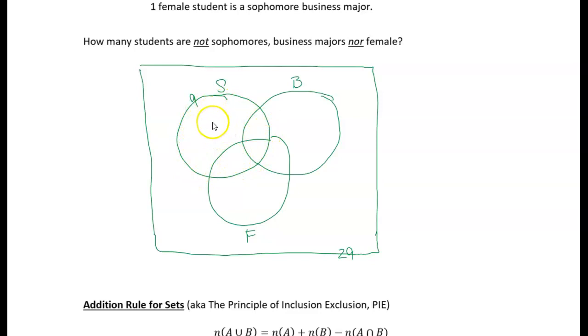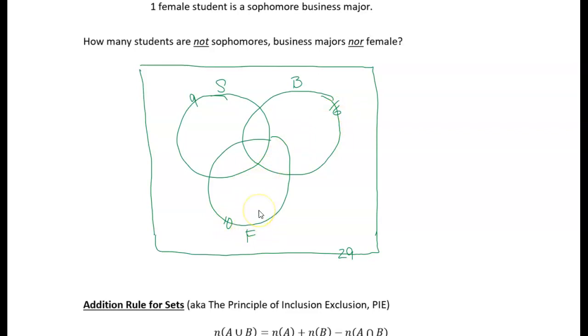We have some people who are only sophomores but not business majors or female. We have some that are both sophomores and business majors, some that are both sophomores and females, and then we have some that are all 3. So we have 4 regions. We don't really know how to break up that 9 yet, so I'm putting it on the line. All right, we're told that there are 16 business majors, and we have 10 females in the class.